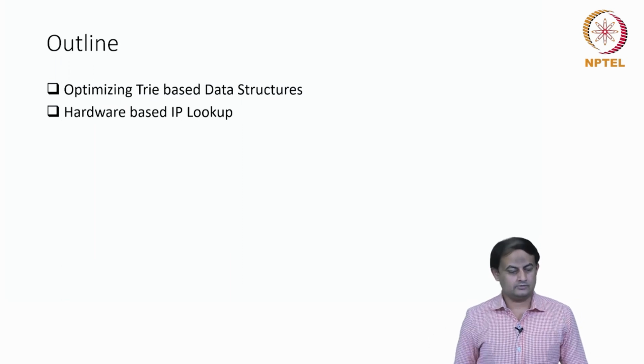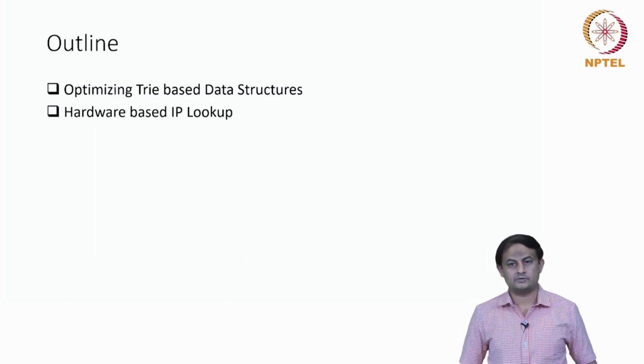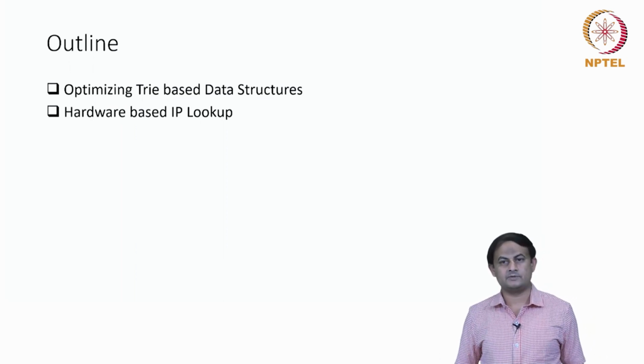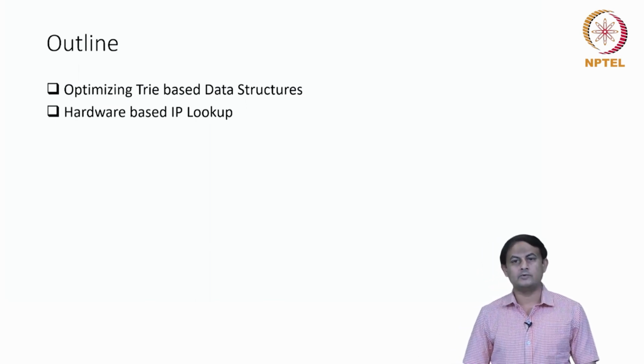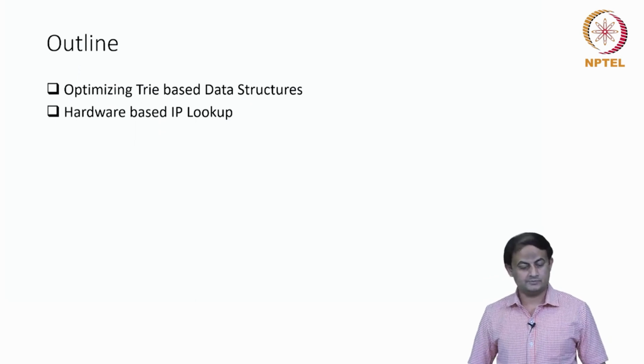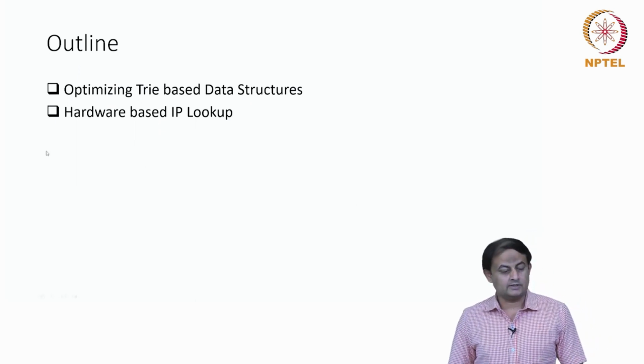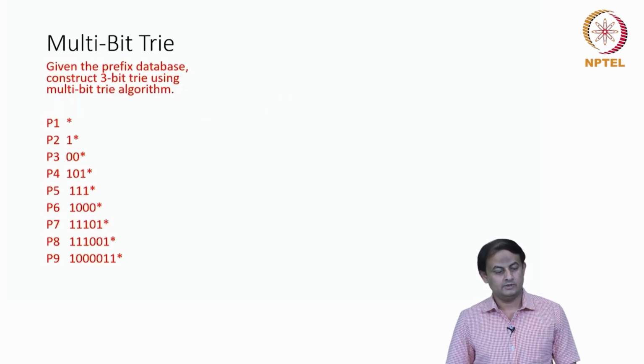We'll also look into the hardware-based IP lookup, because software-based lookup, as we said, is computationally expensive. Several memory references are required, and in order to speed up, hardware implementations are sometimes used. So the agenda is: in the first part, we'll see the optimization of the binary trie based data structures, and in the second part we'll see the hardware-based implementation for doing the lookup.